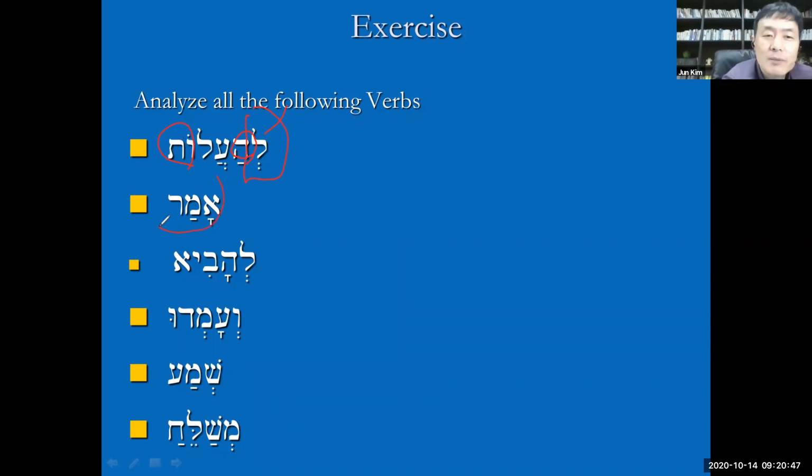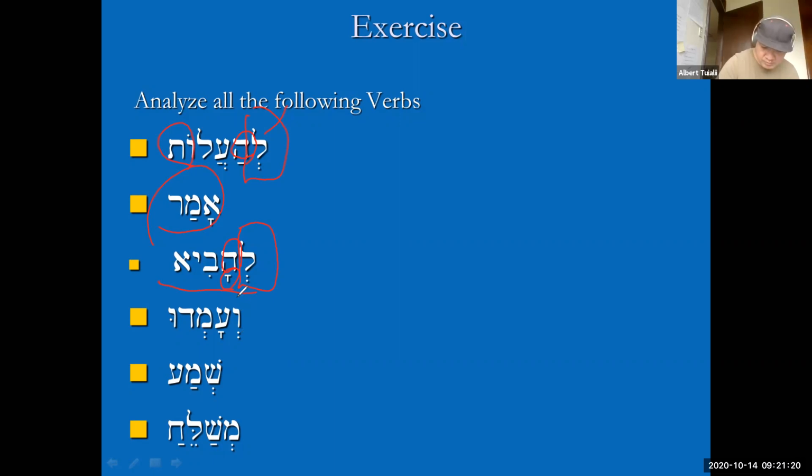Let's move on. Amar, 3MSG, affix, Kal. What can you see here? Lamed preposition and another preformative together with kamets. Now, I told you, he and then pata or kamets, they are the indicators of what? Imperative and infinitive construct. So now we have infinitive construct for a hollow verb, hifil stem. Is that clear?